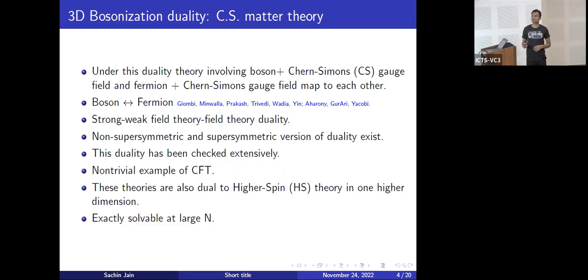These theories also give a non-trivial example of conformal field theory. They are also dual to higher spin theory in one higher dimension, and these are also exactly solvable at large N. That is one of the claims. Okay.